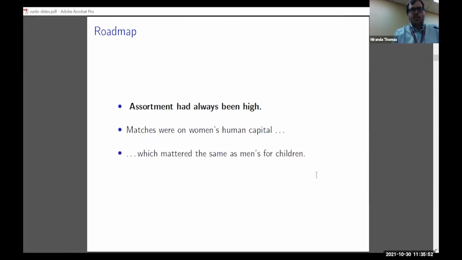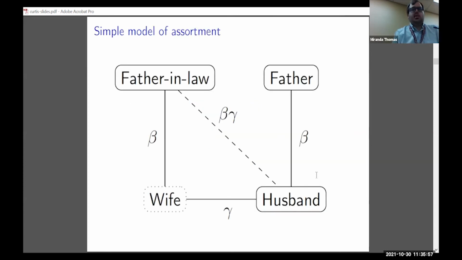So the first thing I'm going to show you is assortment being high. This is using the same method as Greg and Neil. To recap for people who might not have seen it, the idea here is three strong assumptions. The wife is directly matching to the husband at rate gamma. The husband's not matching with the father-in-law. Second, both the husband and the wife inherit their human capital at rate beta. That's the same for both men and women.